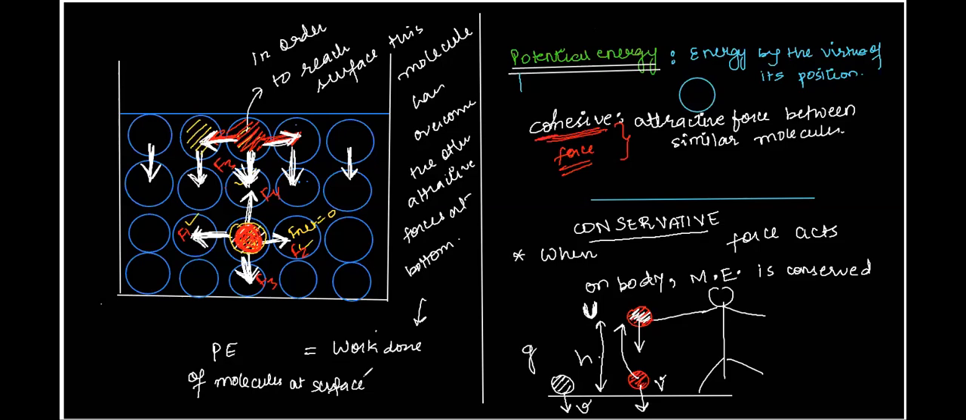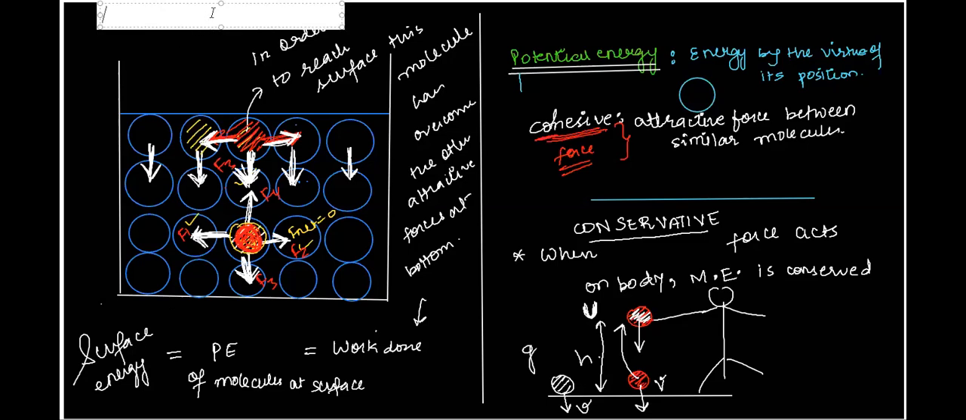I repeat, the work done against the attractive forces to come on the topmost layer, that work is getting stored in these molecules in the form of potential energy of the molecules. And this potential energy is called surface energy, right? My point is clear. Is my point clear, Mahila? Are you able to interpret this properly?